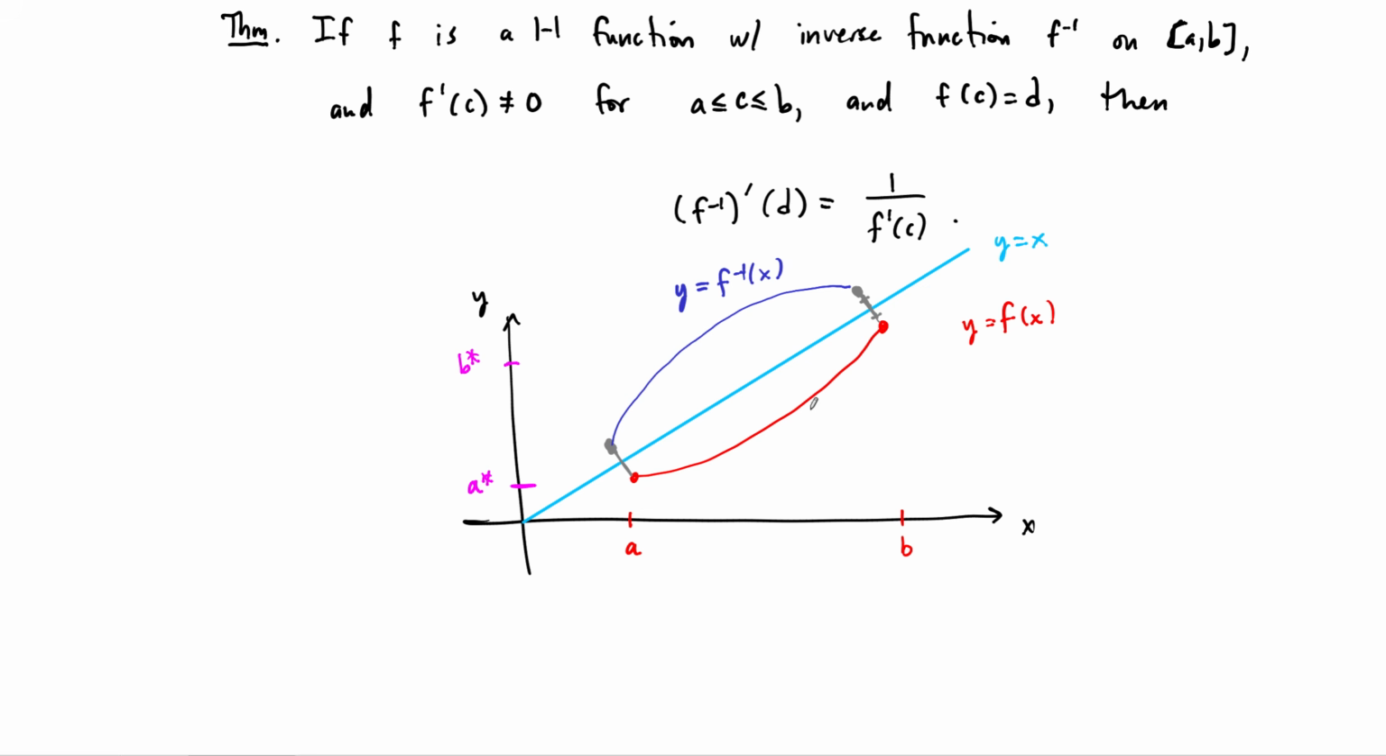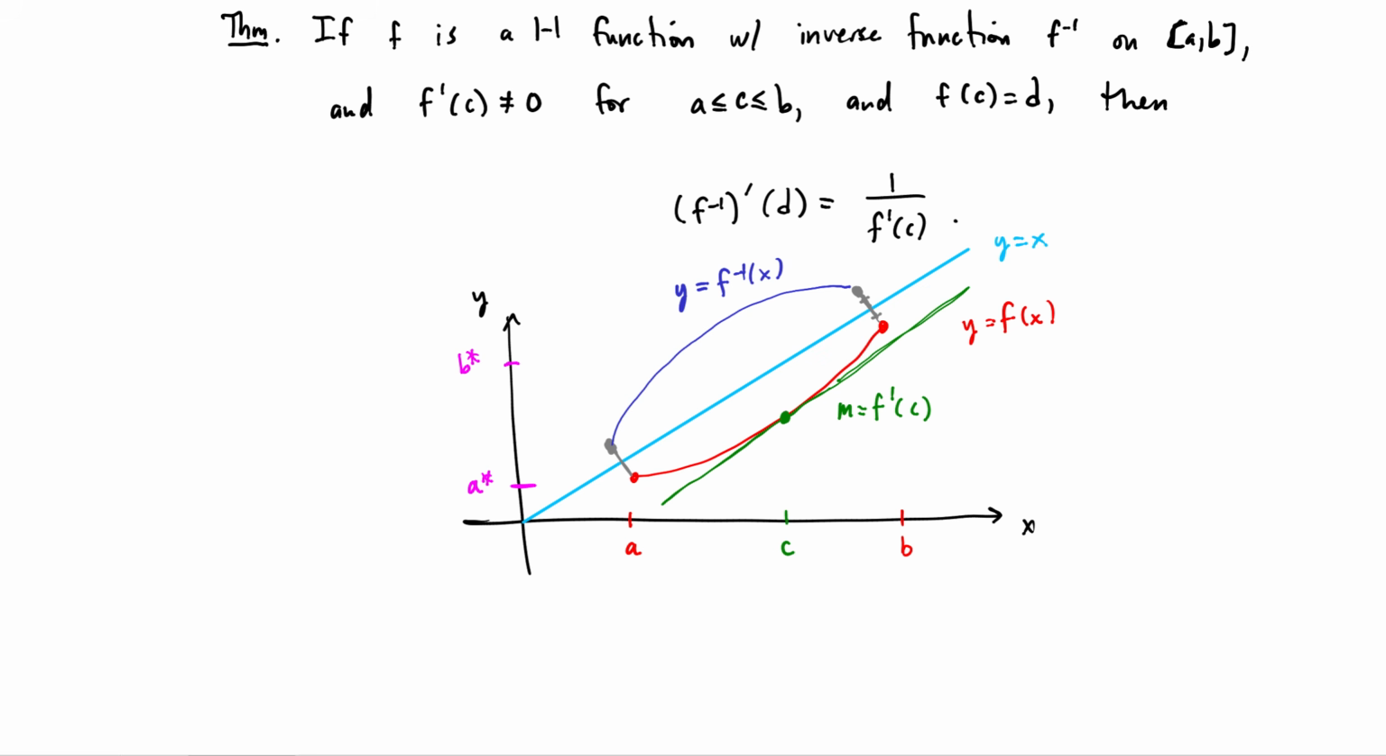Now here's what the theorem says, though. The theorem says that if your function that corresponds to the red curve is differentiable at this point C, which is in between A and B, and the derivative is not 0, so that means that the tangent line is not horizontal, then the slope of this tangent line, of course, is f prime of C. That's what it means to be a derivative. It's an instantaneous rate of change, the slope of the tangent line at that point C.